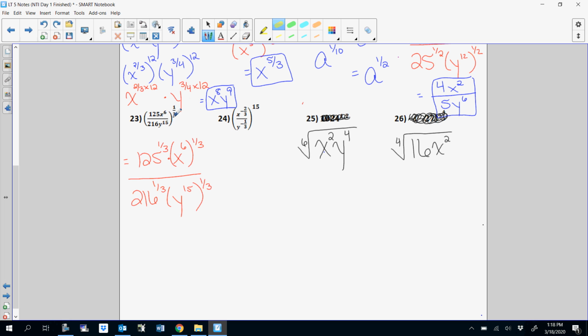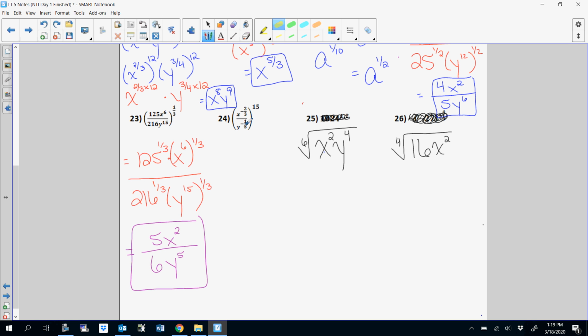X to the 6 gets raised to the 1/3, so multiply your exponents: x to the 2. 216 to the 1/3, the cube root of 216, is 6. And y to the 15th raised to the 3rd, multiply your exponents. So the final answer: 5x squared, 6y to the 5th.